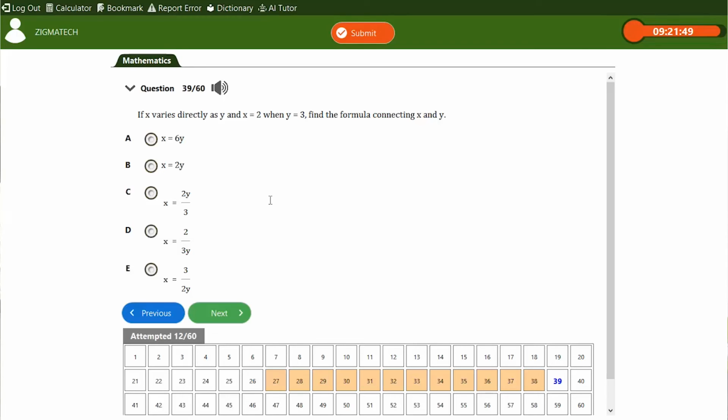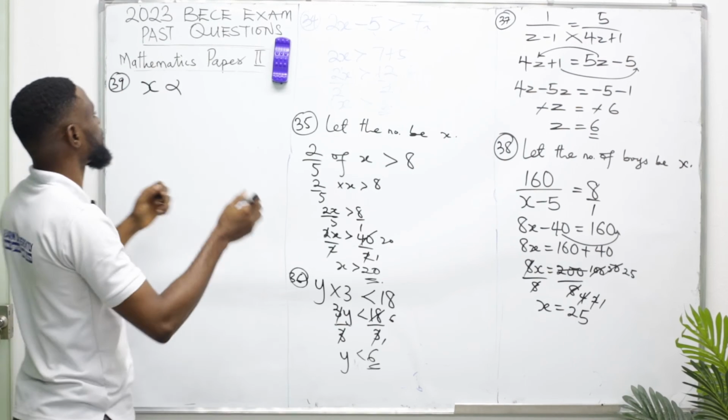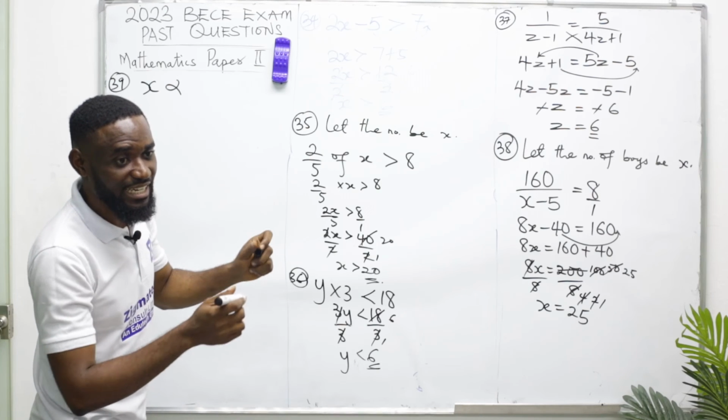Variation. All right, so let's just look at these, even if it's not on this channel. All right, so let's look at x. If x varies directly as y and x is equal to 2 when y is equal to 3, find the formula connecting them. So they say x varies directly, so directly, not inversely, directly as y.